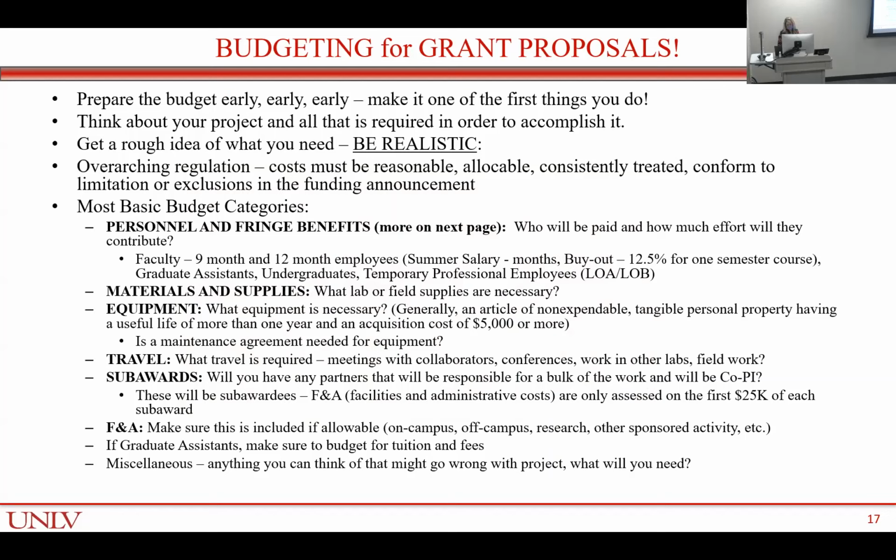Just prepare the budget early, which means you're preparing the scope early. Make it one of the first things that you do. Think about your project and all that's required, and even contingencies. So if this design doesn't work out, or this analysis, if I need more, if something goes awry, let me budget for that, as long as it's justifiable, not just padded, that something might happen and you might need more in a certain category.